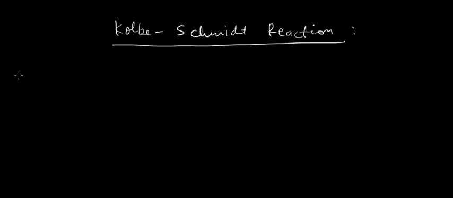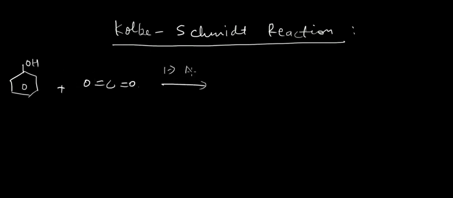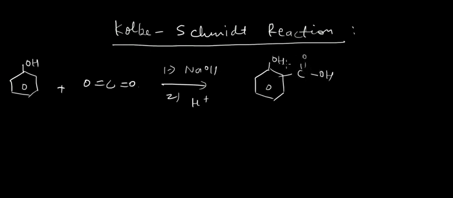So what is Kolbe-Schmidt reaction? We have phenol. Okay, and in this phenol we would have CO2 in the mixture with the phenol, and we are reacting it in presence of NaOH and H plus. So what will happen is we'll get something like a benzene carboxylic acid attached with an OH group. Okay, so let's see the mechanism to understand this reaction better.